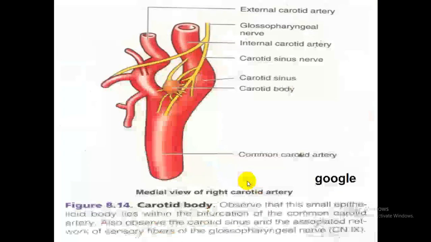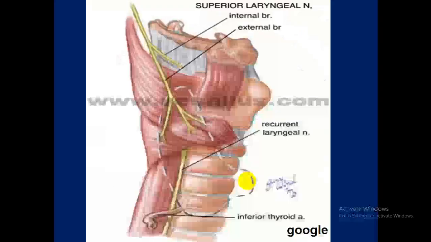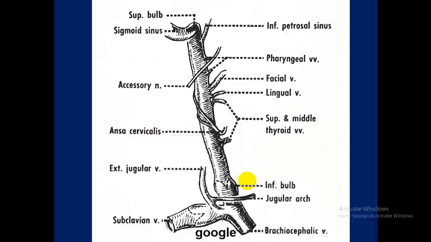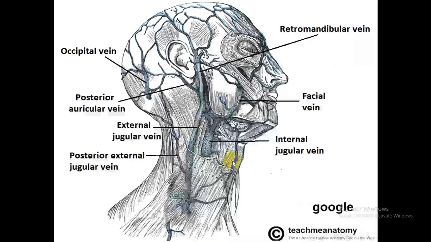Now the tributaries of this vein, meaning what will it receive? It receives the inferior petrosal sinus, number 1. Number 2, the pharyngeal vein or pharyngeal plexus of veins. Number 3, the facial vein. Number 4, the lingual vein. Number 5, the superior thyroid vein. Number 6, the middle thyroid vein. Number 7, occasionally it receives the occipital vein, which sometimes drains into the internal jugular vein.